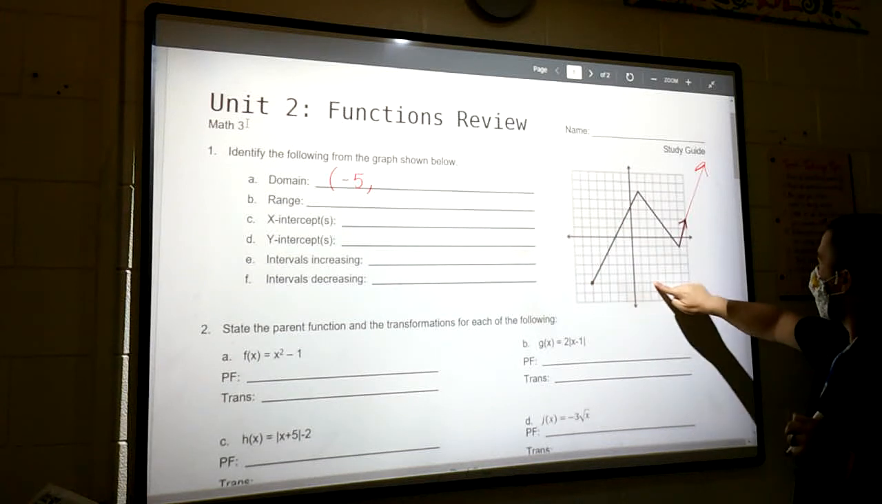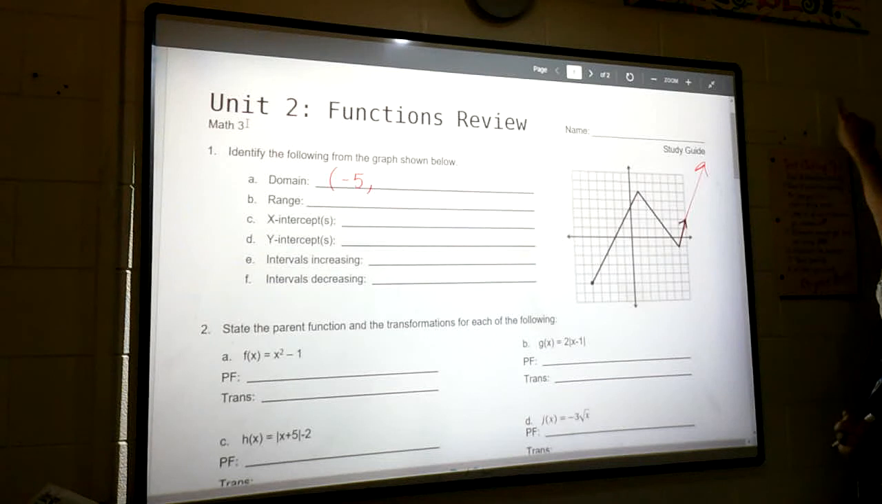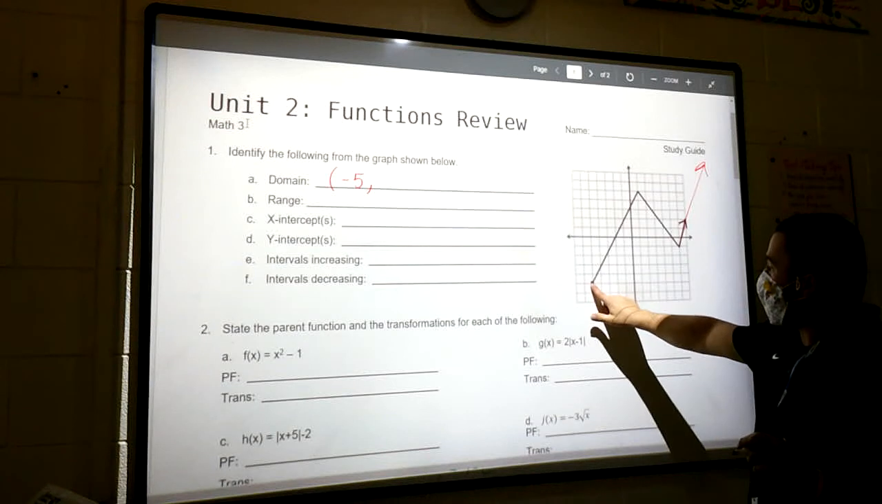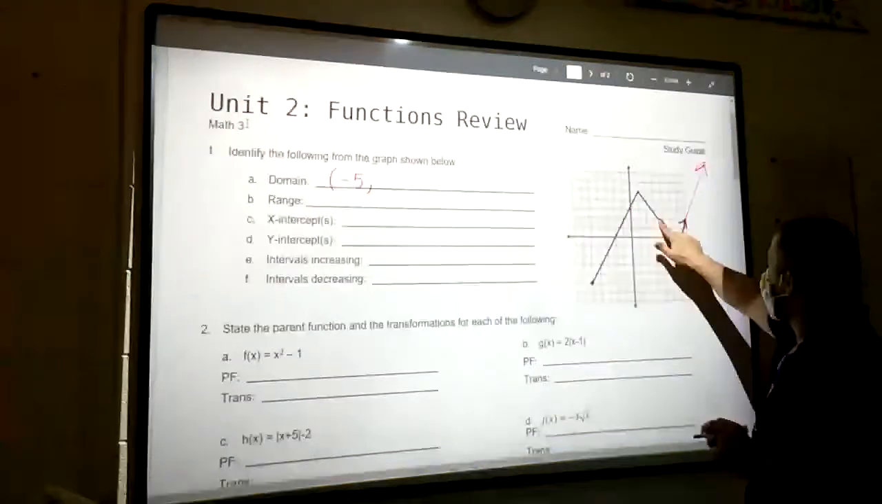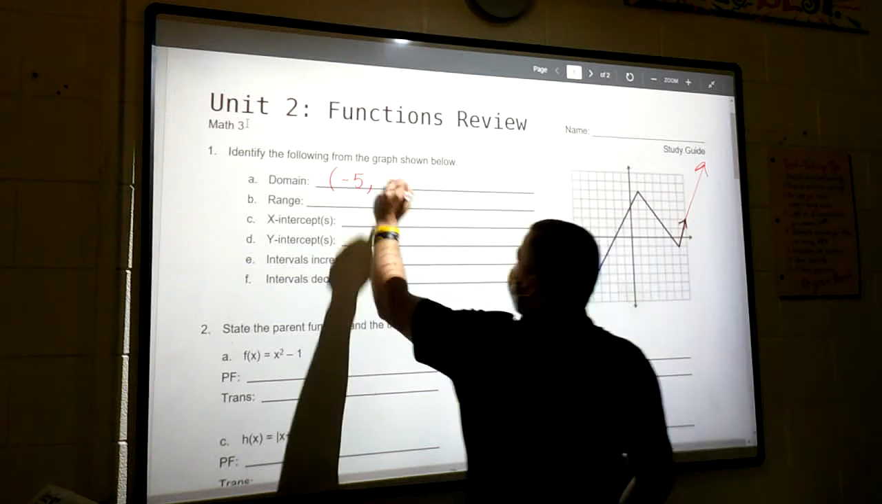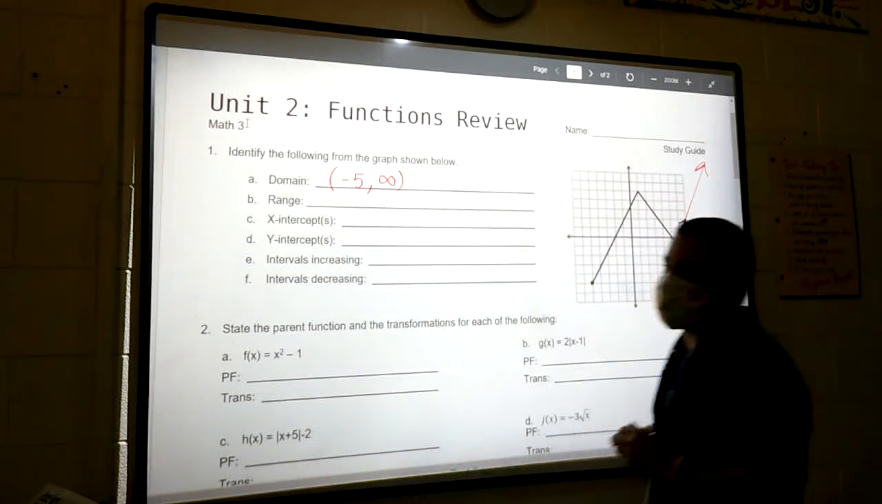And if you look at this arrow, it would keep going up and to the right, all the way to infinity. It would just keep on going to the right, because that is going up and to the right. So it would keep going forever and ever. So the domain stops at -5, and if you continue it to the right, it would continue all the way to infinity. So that's left and right. The infinity sign is that sideways 8.